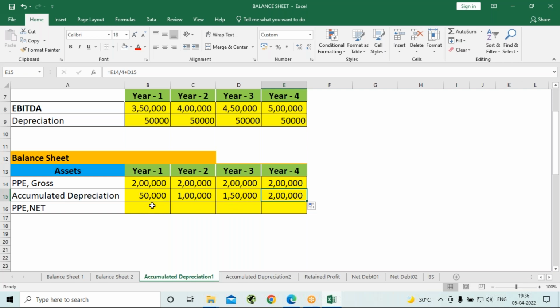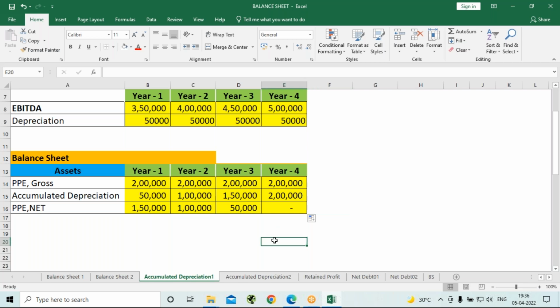Now, the net value of an asset at the end of the year will be equal to that year's opening balance, the value of an asset, minus the accumulated depreciation value. So in this case, at the end of that period, the fourth year, it is going to be the zero value of an asset.